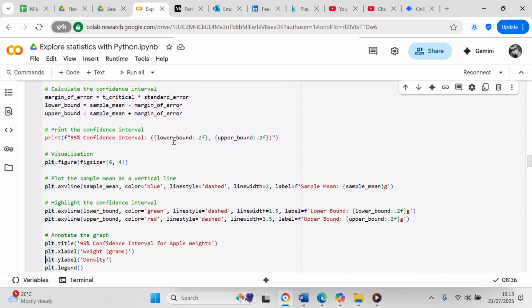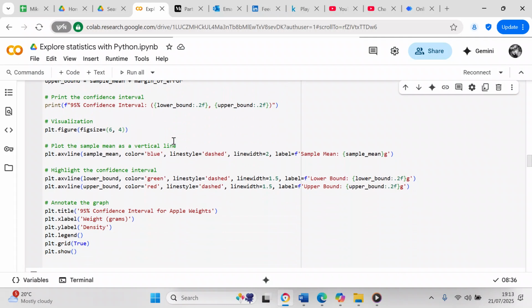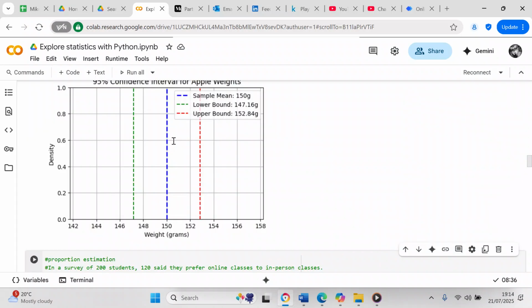So now we're going to annotate the graph. So the title is 95% confidence interval for apple weights. The X label is weight in grams. The Y label is density. You get a legend and you get a grid, and we're going to show it. And when we show it, we have a 95% confidence interval for apple weights.